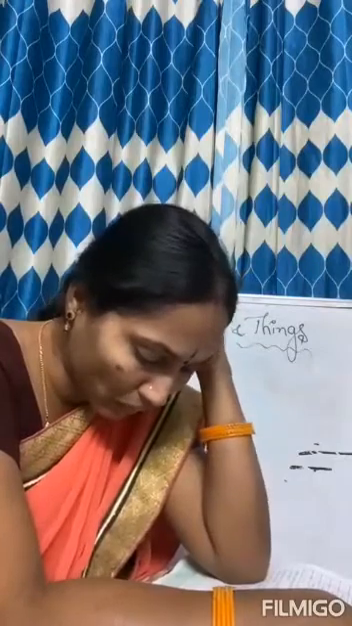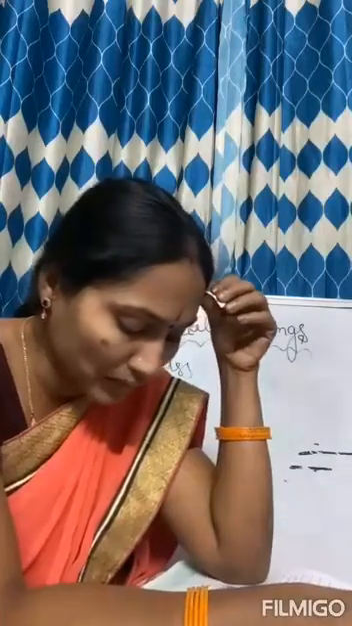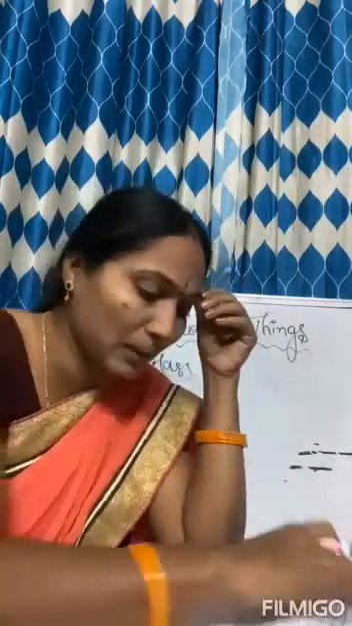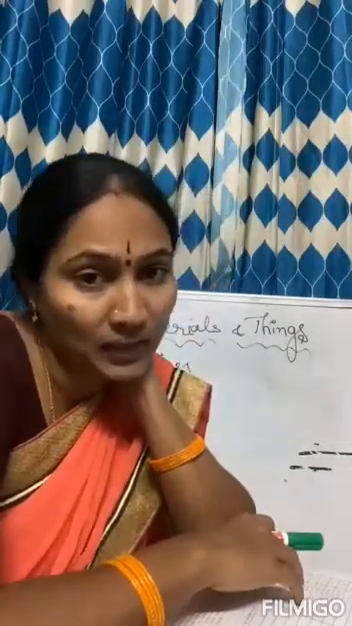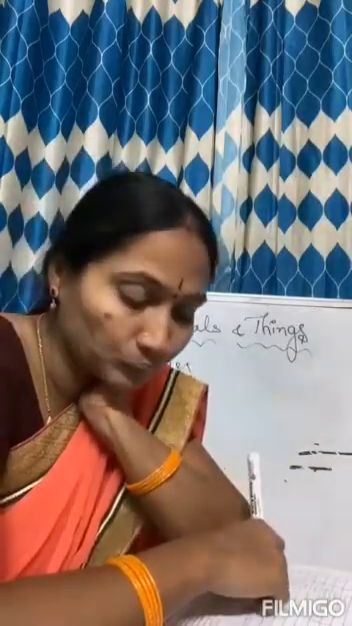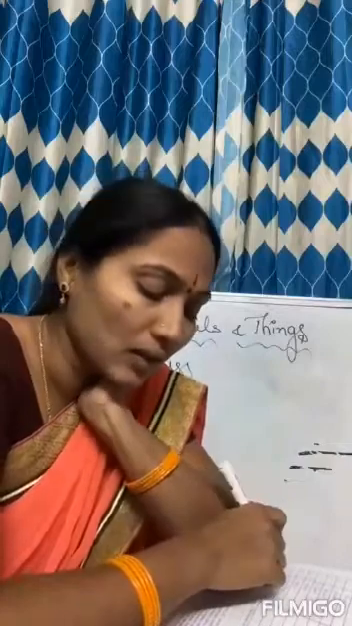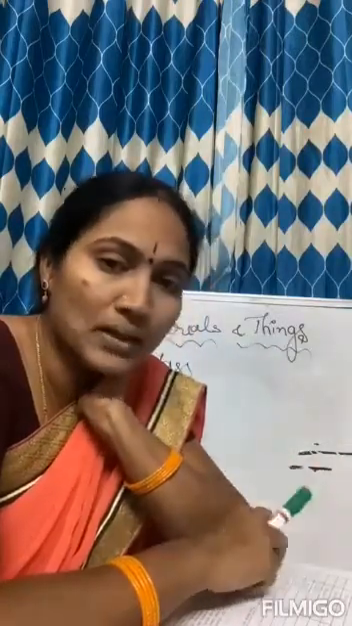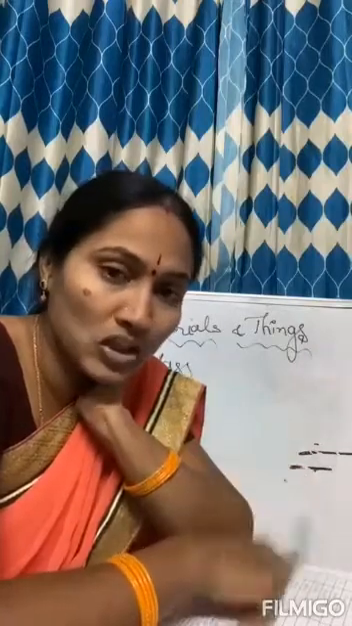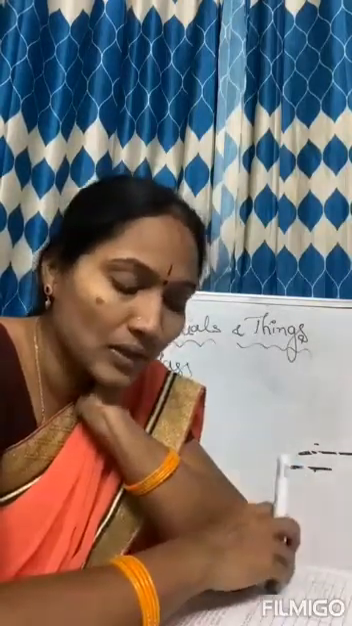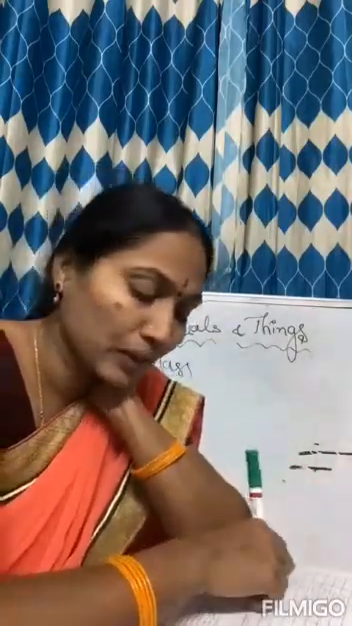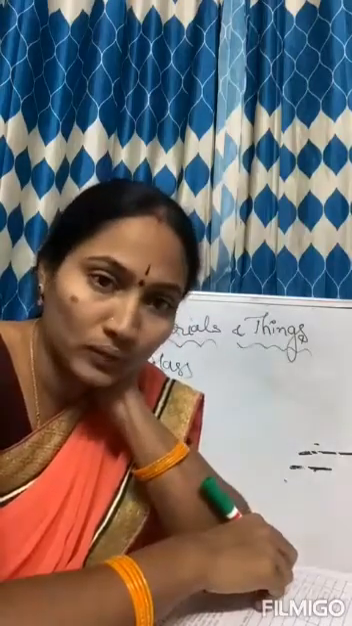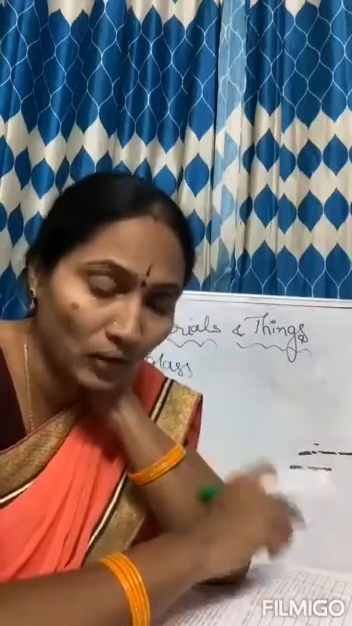Next, finding the objects made from different materials. Activity number 2. Name as many objects as you can make using the materials given in table number 3. Material is metal. With metal, you can prepare utensils. Now, plastic. Bag, chair, comb, etc. Glass. With glass, mirror, flower vase, etc. Wood. With wood, you can make table, door, etc. Only 2 I am telling you. Remaining you have to find out.